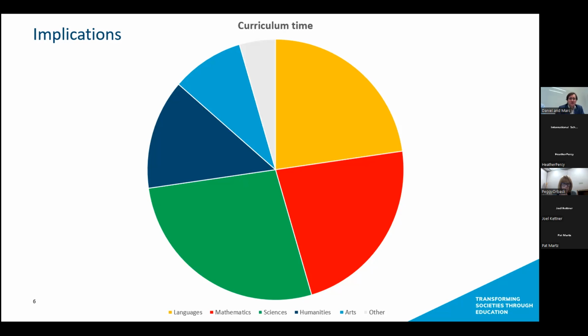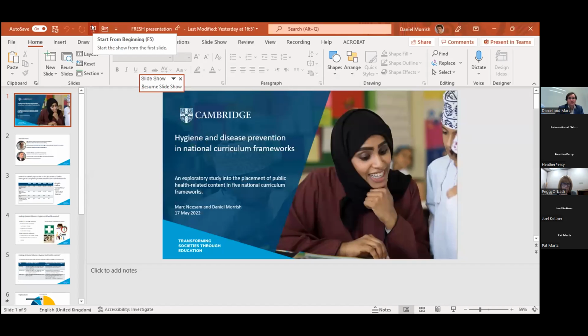You have a significant amount of time spent on languages, a significant amount of time spent on mathematics. Sciences, particularly at secondary level, when you start breaking it down into biology, chemistry, physics, earth science and things like that, take a significant time. And then the rest is generally accommodated through the humanities, geography, history, arts, and other subjects, particularly things like personal, social, and emotional education as well.